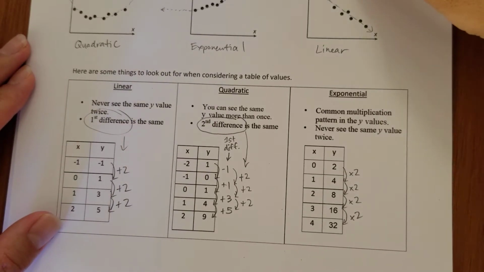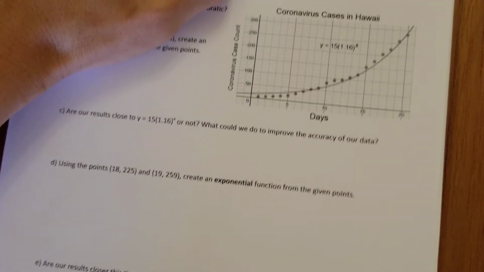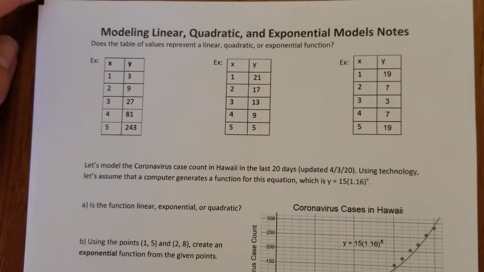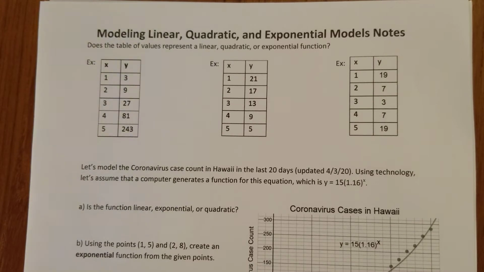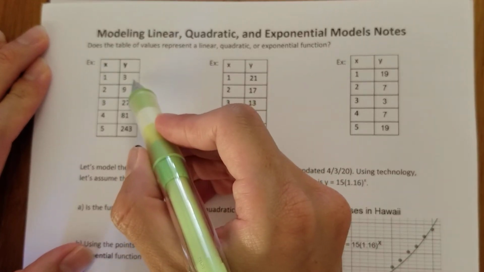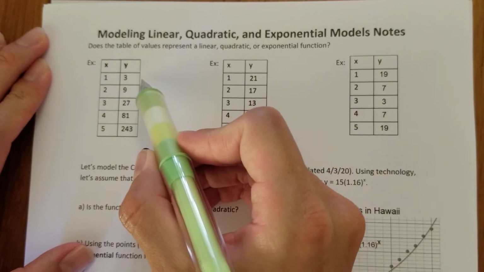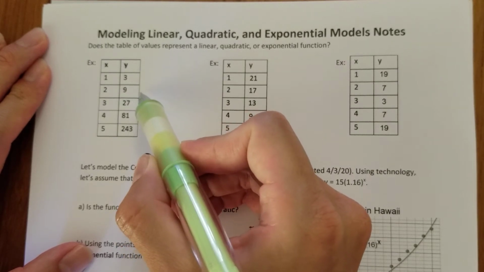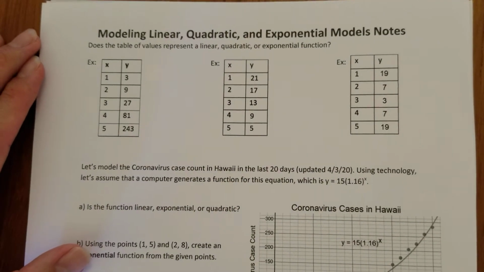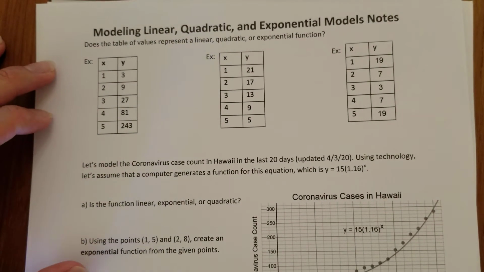Okay? Alright. So what I'm going to show you next is another example. Does the table of values represent a linear, quadratic, or exponential function? If we look at this, what I see here is that if you try to find the common difference between all these numbers, you would add 6, you would add 18, it would get kind of crazy. So that might tell you it might be a pattern of multiplication.